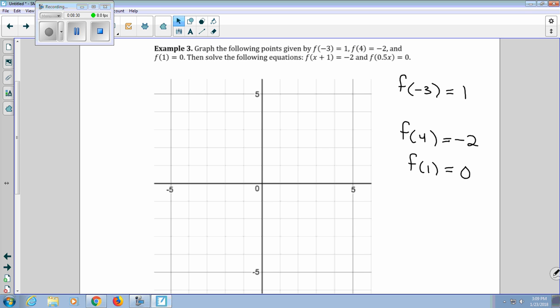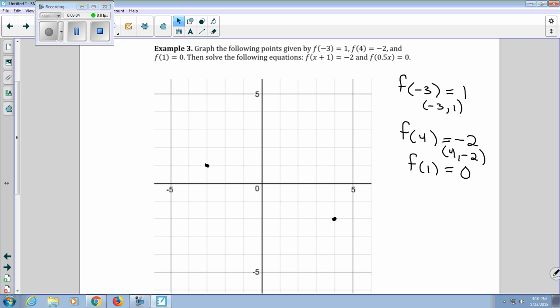I'll write what those points are around it. So for -3 to 1, that's the point -3 for x and 1 for y. So I'll actually place that over on my axes. So that's going to be 3 places to the left and up 1. So -3, 1. For f of 4 is equal to -2, this one is 4, -2. So that means we go 4 places to the right, and we go down 2 places to 4, -2.